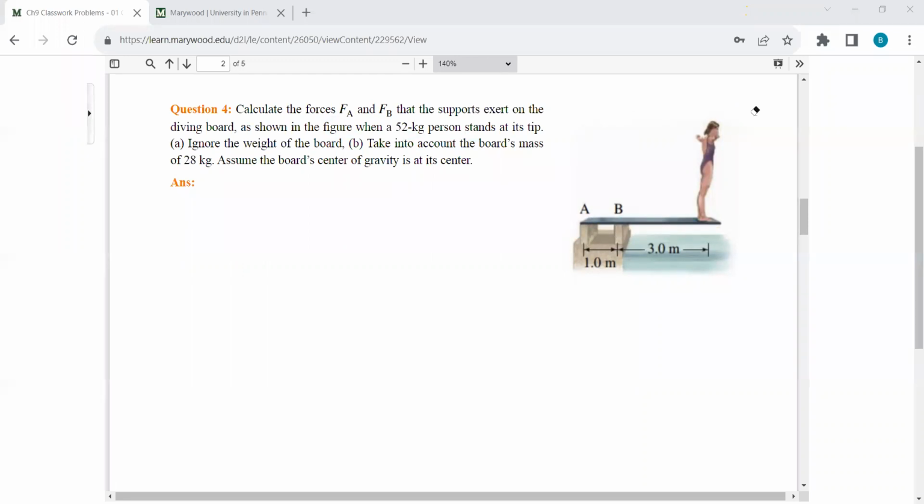The first thing we have to do here is to draw a free body diagram, very similar to the last problem. So the free body diagram, let me draw here. The lady should have gravitational force. The board should have mass at the center of this board, and then there will be two normal forces, one is FA and another is FB, one by the beam A, another by the beam B.